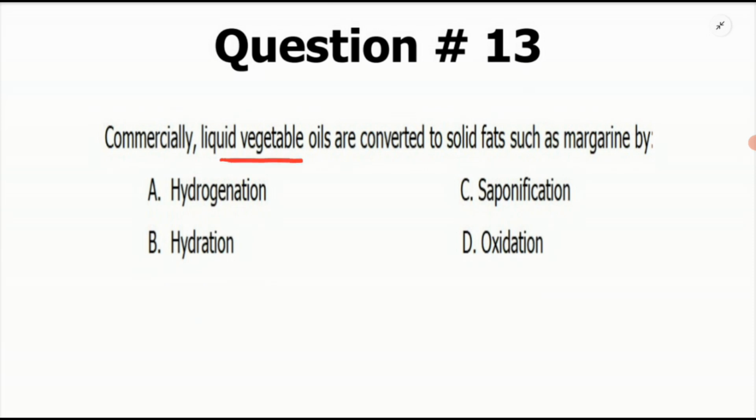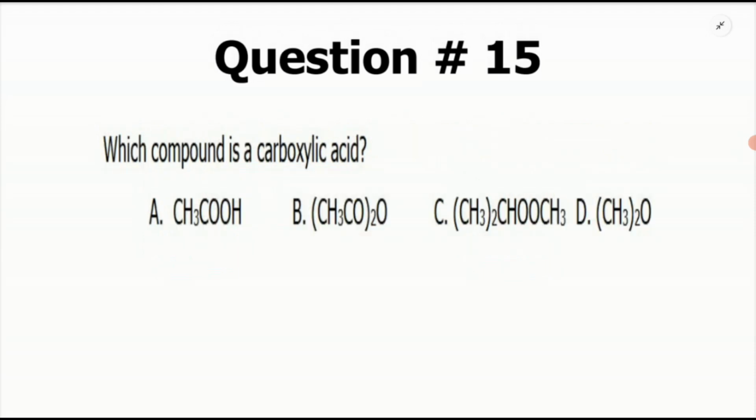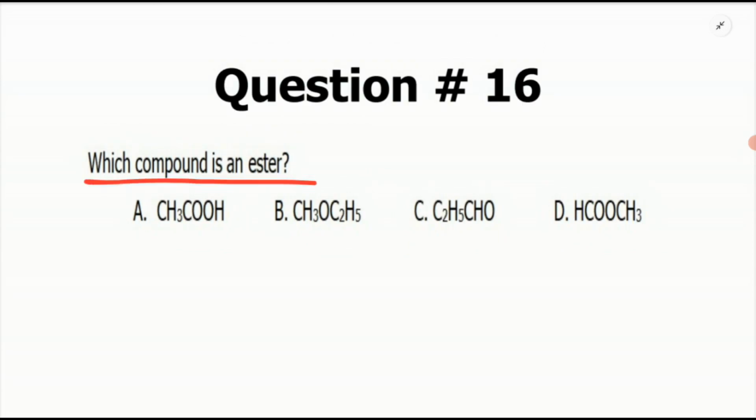Commercially, liquid vegetable oils are converted to solid fats such as margarine by A, hydrogenation, B, hydration, C, saponification, D, oxidation. Which compound is a carboxylic acid? Is it this, or this? Which compound is an ester? Is it A, B, C, or D?